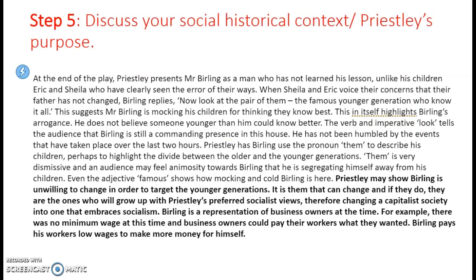Step 5, discuss your social, historical context and Priestley's purpose. So this is the last stage here. Priestley may show Birling is unwilling to change in order to target the younger generation. So here we have what Priestley's trying to do through his character, which of course he has created. It is them that can change, and if they do, they are the ones who will grow up with Priestley's preferred socialist views, therefore changing a capitalist society into one that embraces socialism.